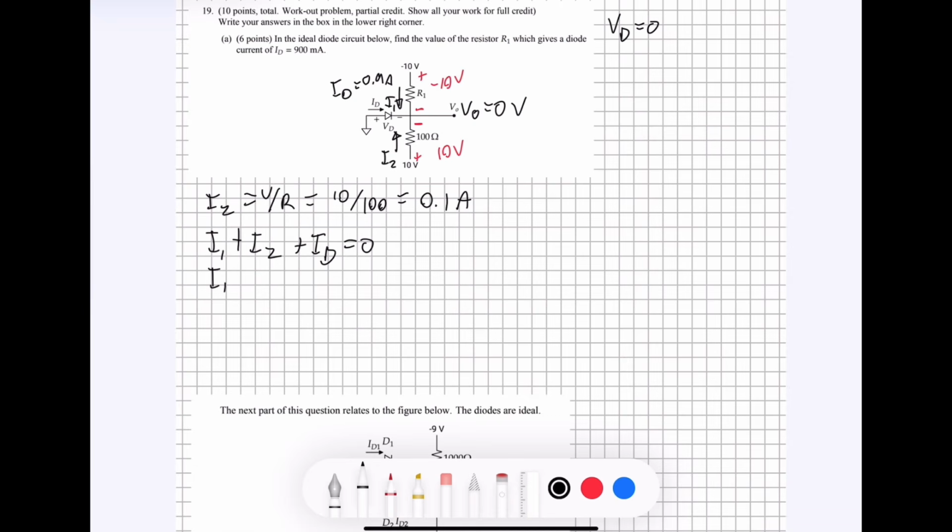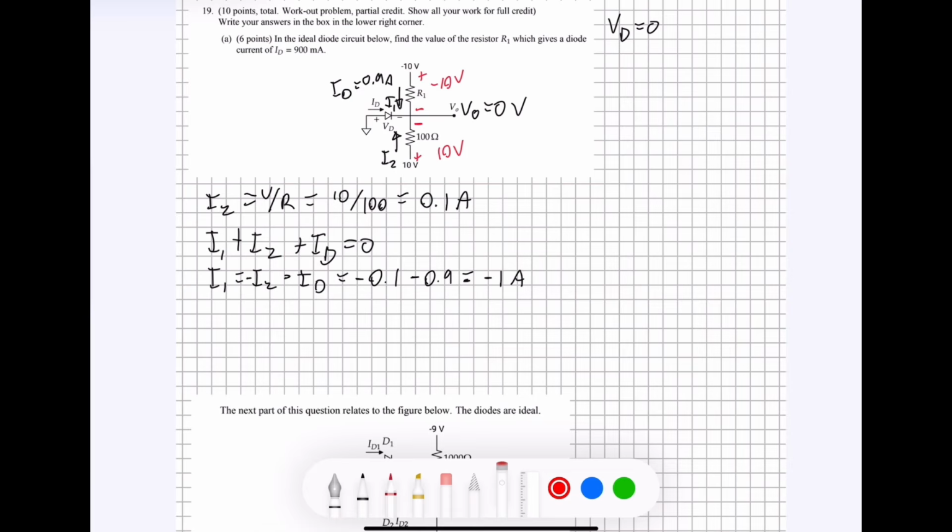That gives us I1 is equal to negative I2 minus ID. And that is going to be negative 0.1 amp minus 0.9 amps. And when you subtract those from each other, you get negative 1 amp for the current, which means that it's not actually going in this direction, it's going to be going in the opposite direction, like this.